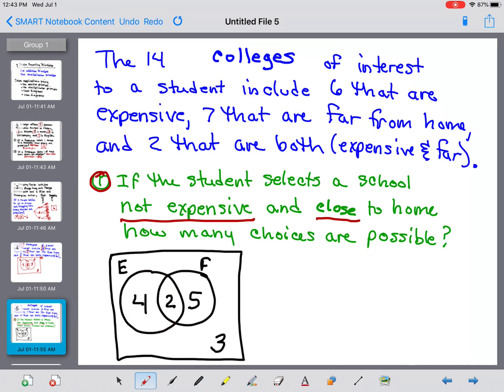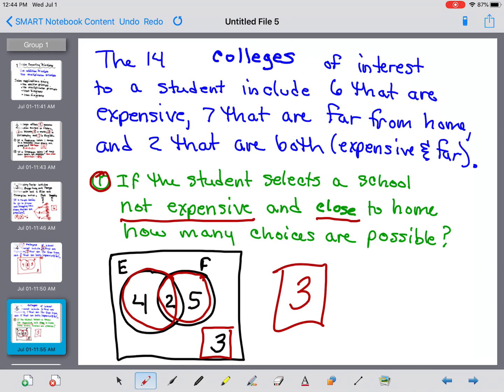Okay, I'm going to redo that. Okay, so outside of this circle. And close to home means outside of this circle. So anything not in those circles. So that number is 3. And that's the answer to this question.